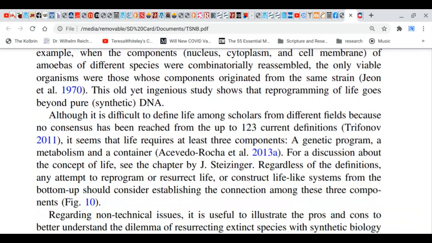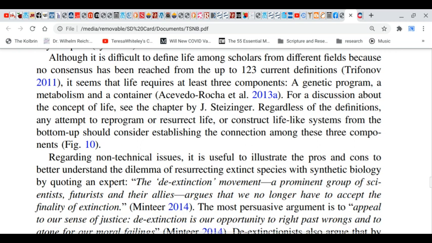Although it's difficult to define life among scholars from different fields because no consensus has been reached from the up to 123 current definitions, it seems that life requires at least three components: a genetic program, a metabolism, and a container. For discussion about the concept of life, see the chapter by J. Steisinger. Regardless of the definitions, any attempt to reprogram or resurrect life or construct lifelike systems from the bottom up should consider establishing the connection among all these three components.